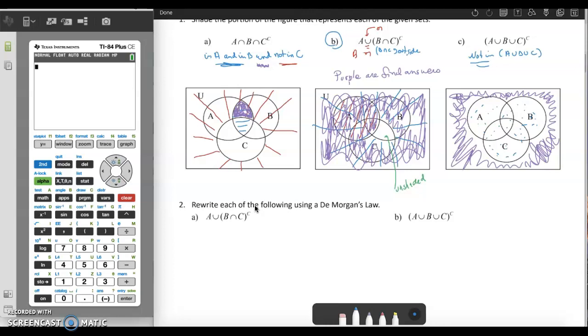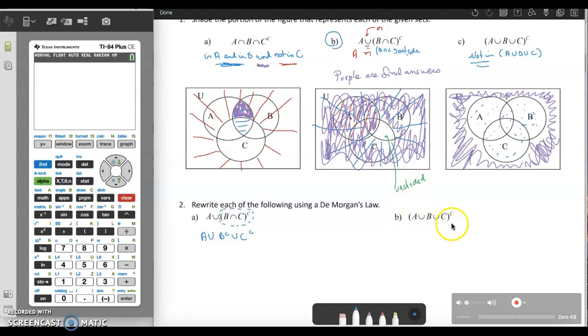Well, the De Morgan's law is going to apply to this back part that we're taking the complement of. So the A union is going to stay the same. And then by De Morgan's laws, we can rewrite this back part as B complement union C complement. And it's as simple as that. Just apply that rule to that back part.